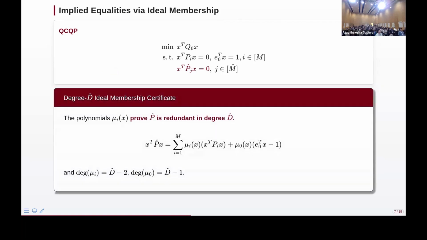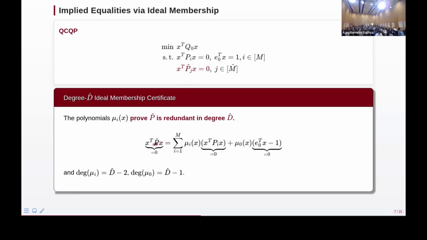So the first thing I'm going to talk about is how do you actually generate the set of all possible implied equalities? There's a very standard theory known as the ideal generated by the original constraints. And basically what you can do is, if you give me a list of polynomials mu_i and you ask, is some constraint redundant? I can convince you of that fact by taking these polynomials and writing my implied quadratic in terms of the original generators.